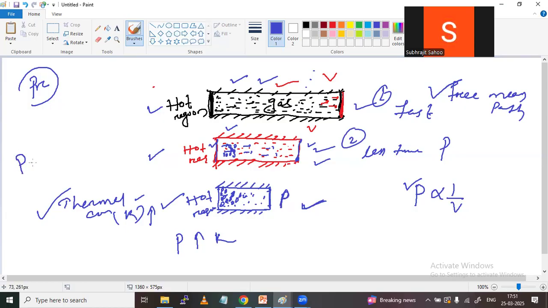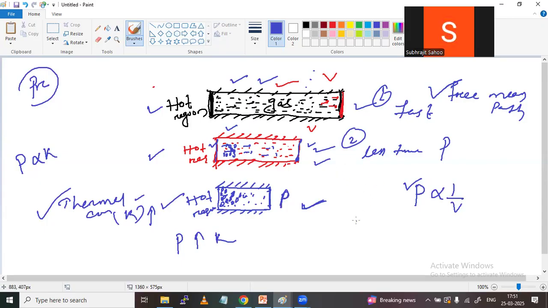That means I got one relation. Somewhere P and K have some relation. What is the relation, sir? A proportional relation. If pressure is more, thermal conductivity is more. That means heat transfer will be done very fast, right? One more important relation I will tell, then I will tell the topic. Observe carefully.